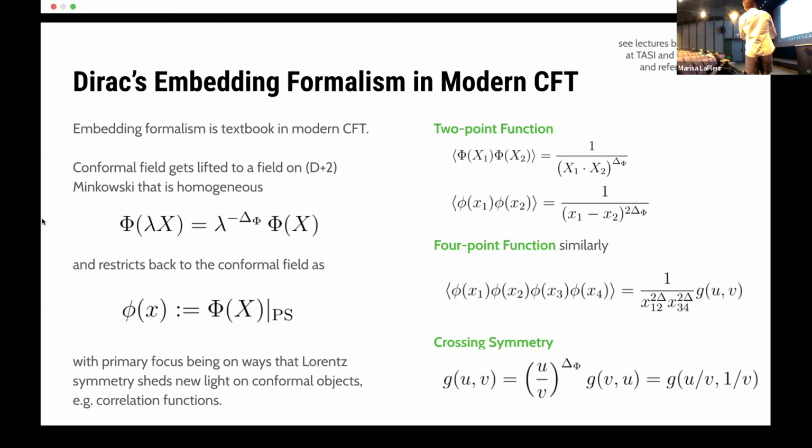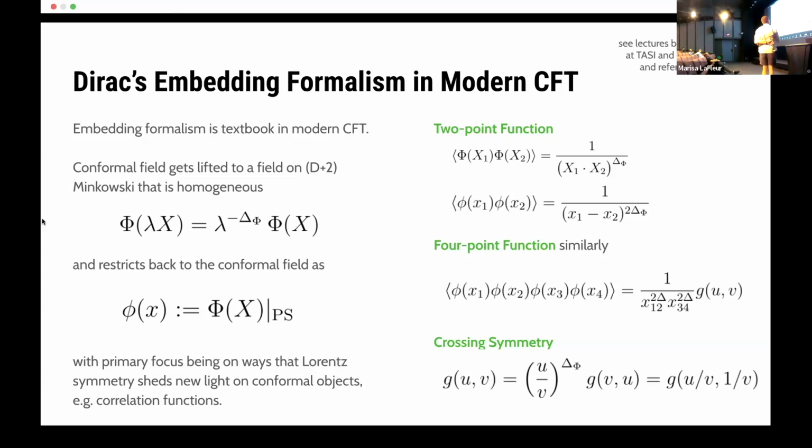But when I use this map and I pull it down to the Poincare section, reducing the theory by 2 dimensions, it turns into a conformal field with the right transformation for a conformal field. Okay. So this is how the essentials of the embedding formalism work. And the key thing is that I can take my correlation functions of higher dimensions and pull them down.